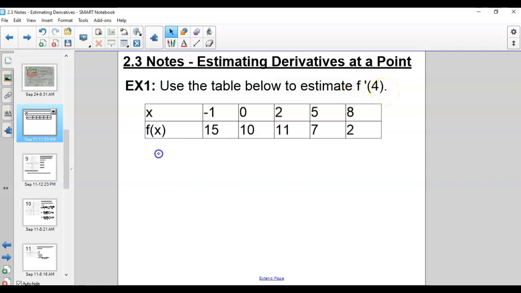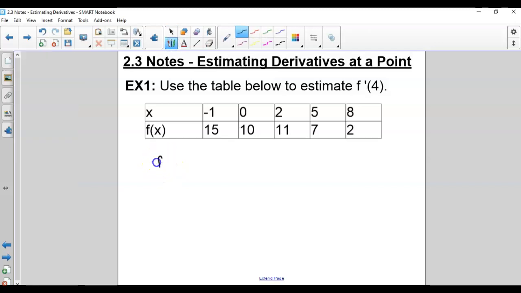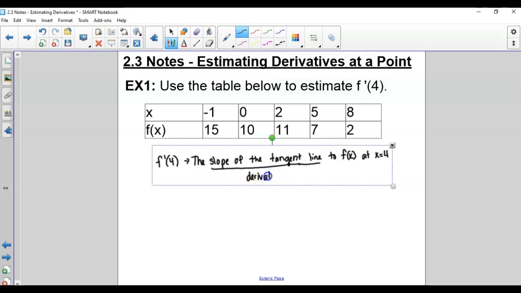Remember, just for notation purposes, f prime of 4 is the slope of the tangent line to f of x at x equals 4. Of course, that slope of the tangent line is our derivative. So just making sure we're very clear on all of that.